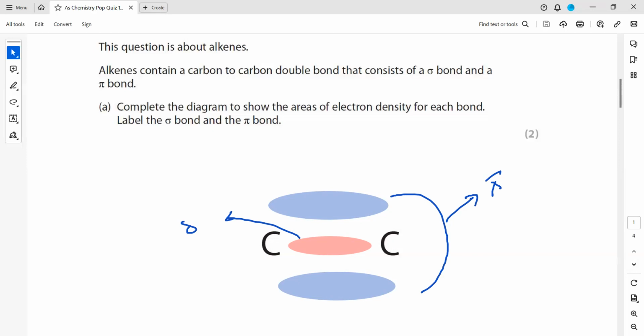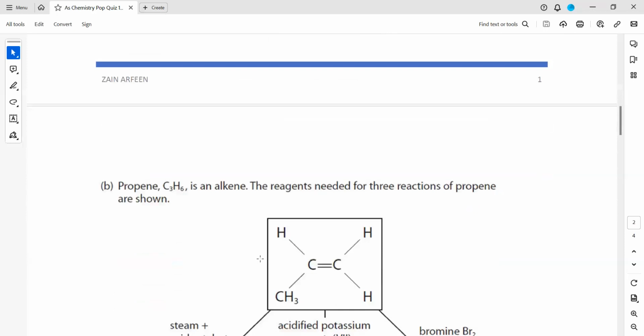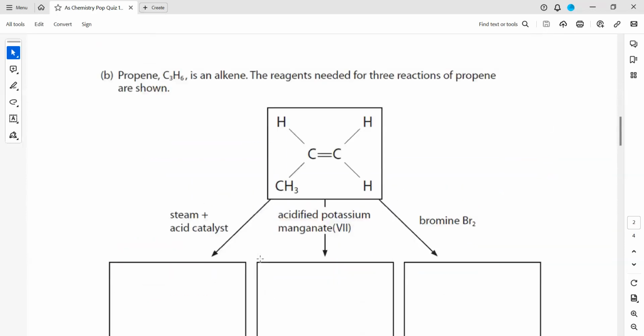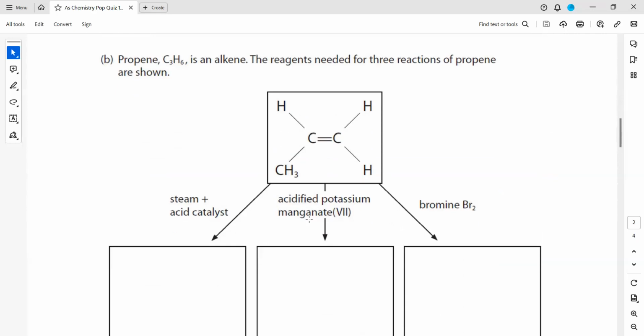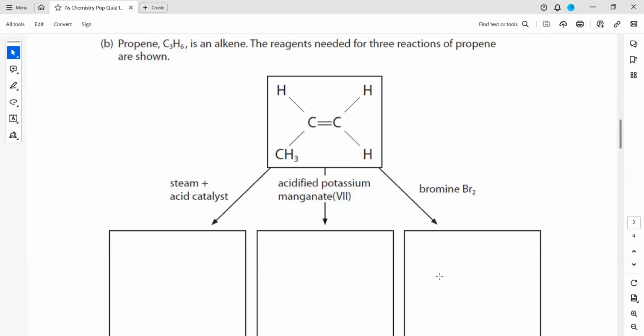Moving on to the next question. Propene is there, which is C3H6, an alkene. Reagents needed for three reactions of propene are shown. One is steam and acid as a catalyst. Another one is acidified potassium manganate, and the other one is bromine. So steam and acid as a catalyst, what will it result in? It will result in a formation of alcohol. Like the alkene will turn into alcohol. And if you use acidified potassium manganate, then it will produce diol.